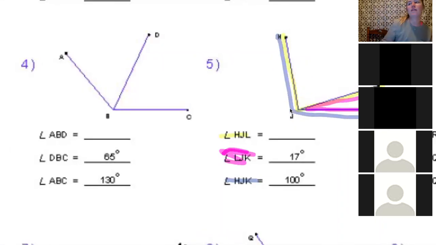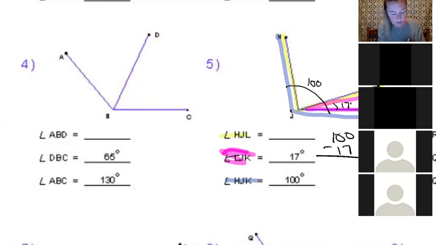So I'm going to start writing these normally the way that they're going to be written on your knowledge check, even though I think it's a little more difficult to understand. So we have LJK, which is 17 degrees. So we have 17 degrees in this little tiny nugget angle. And then for the entire blue angle, we have 100 degrees. Well, the blue one is the entire thing. So we can subtract it out.